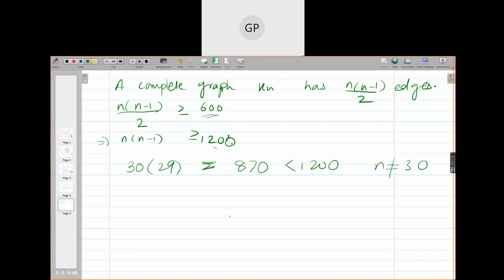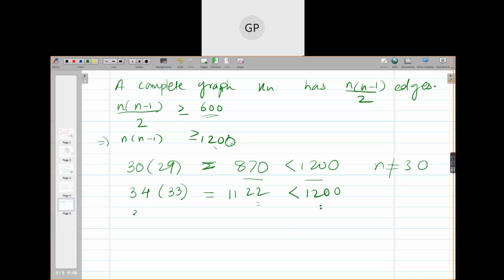Understood? Yes, ma'am. The product should be at least 1200. So 30 does not work, and the difference is big, so you can try some other number, say 34. If you try 34 vertices, then the degree of each vertex will be 33. What is 34 into 33? 1122. That is also less than 1200, but the difference is smaller, right?